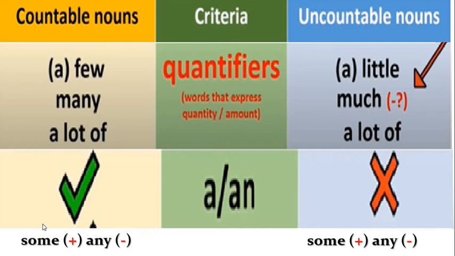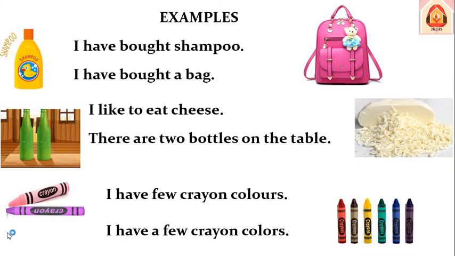Let's see some examples. I have bought shampoo. We cannot count the shampoo, so we will not use a with it. We can say I have bought a bottle of shampoo, but we cannot say I have bought a shampoo. I have bought a bag. We can count the number of bags. As the bag bought was only one, that's why it is said I have bought a bag.